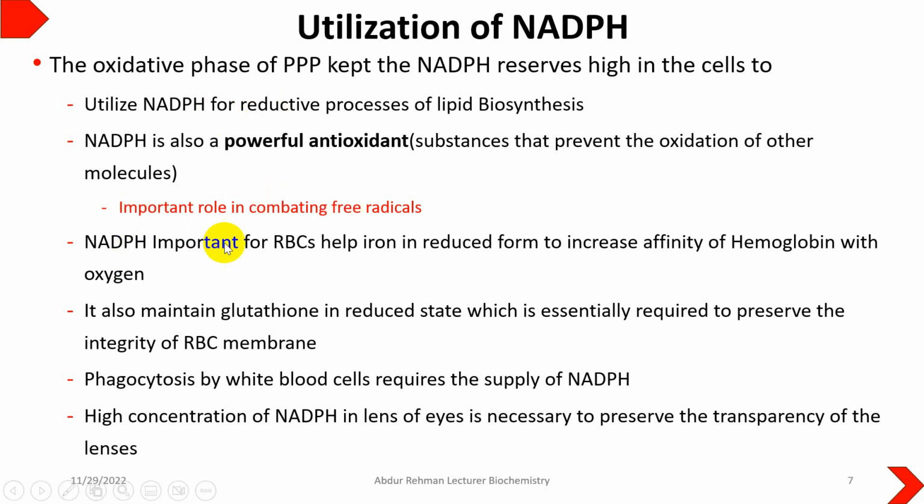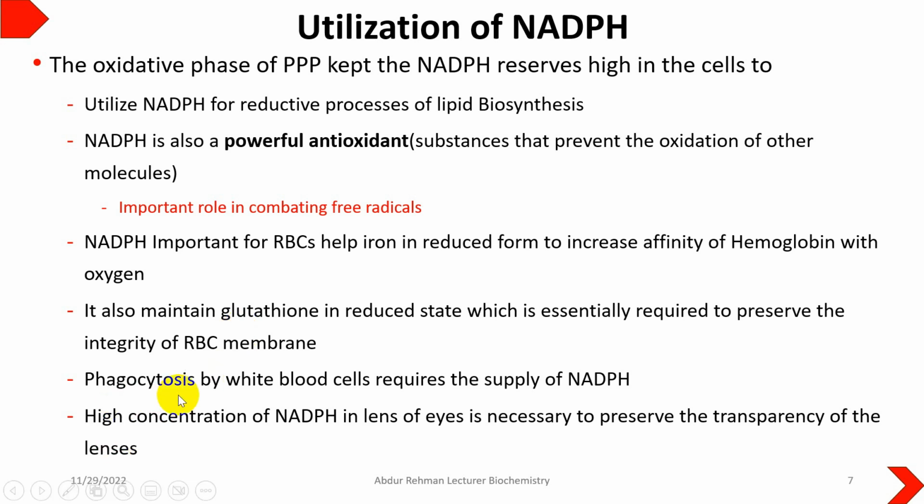Secondly, NADPH is very important for red blood cells. It helps keep iron in the reduced form, and it increases the affinity of hemoglobin for oxygen. More importantly, NADPH reduces glutathione, which helps in combating free radicals in the red blood cell. So it helps to maintain glutathione in the reduced state, which preserves the integrity of the red blood cells. It maintains the shape of the red cell membrane with the help of reduced glutathione, and of course the reduction of glutathione requires NADPH in the red blood cells.